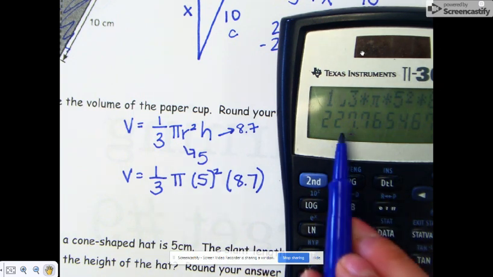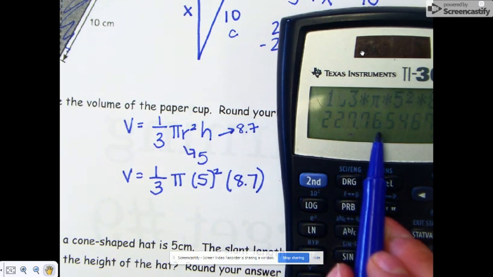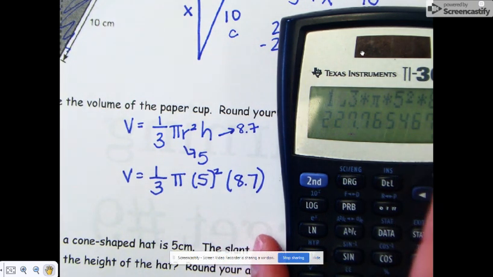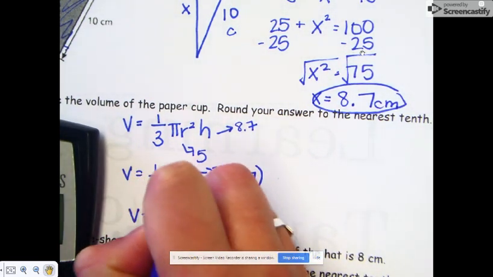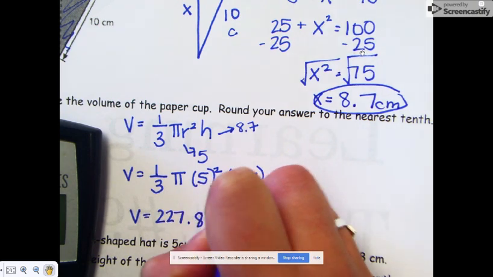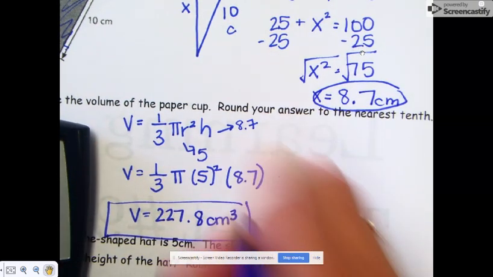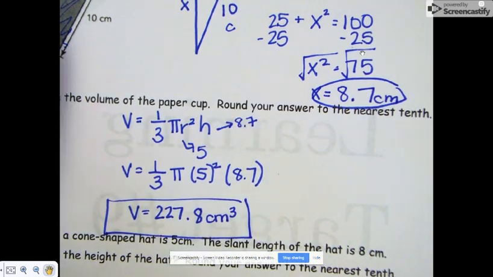I have 227.7. I have to round to the nearest tenth, so I'm looking at the 100th place. 6 tells me to round it up, so it's 227.8. And that will be centimeters, and remember, volume is always cubed. Okay. Alright, so that is how to use a hidden triangle to find the volume.